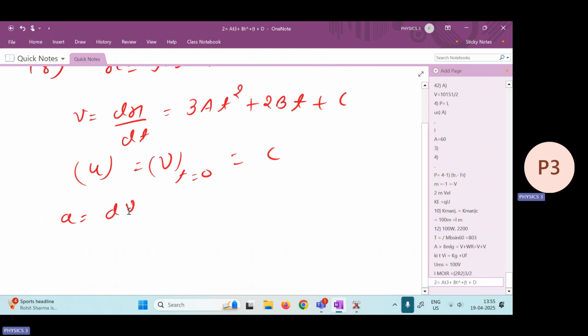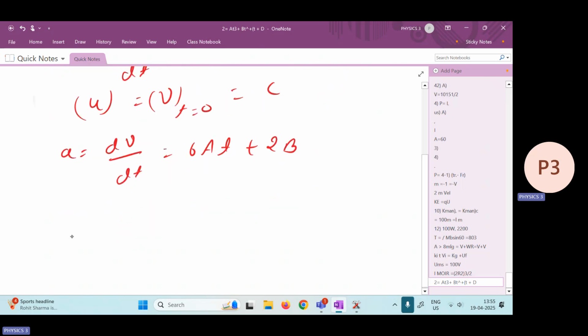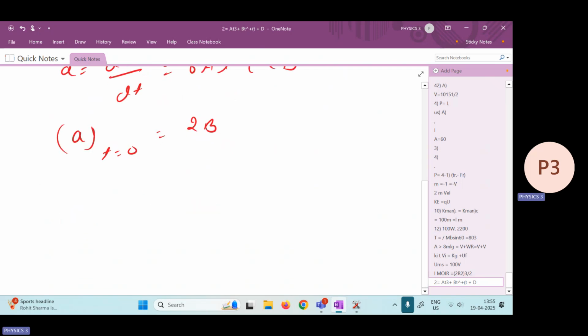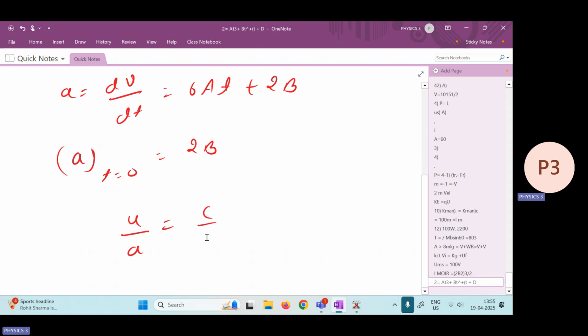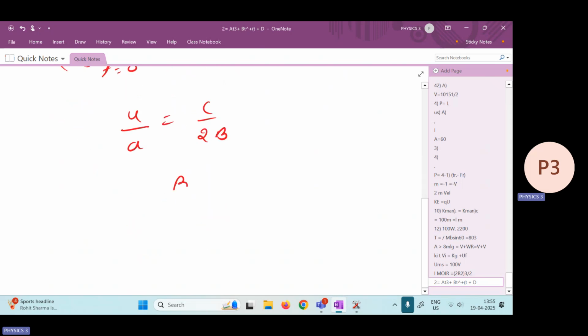Acceleration will be dv/dt, which comes out to be 680 plus 2b. Initial acceleration, at t equal to 0, will be 2b. The ratio of its initial velocity to its initial acceleration comes out to be c upon 2. So it will depend on the value of c and b. So B option is absolutely true.